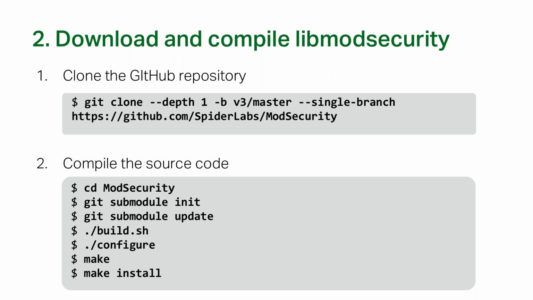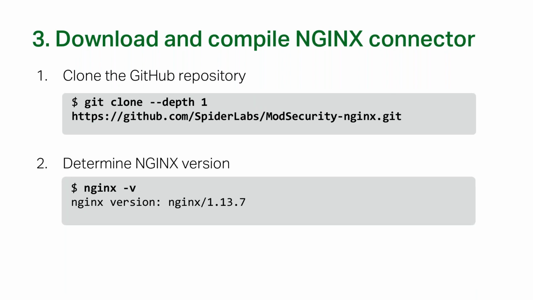First, we're going to build libModSecurity by cloning the v3 master branch from the ModSecurity repo. Build it, configure it, make install. That will build the standalone libModSecurity.so module and deploy that on your system. And then we're going to deploy the NGINX connector. It's a separate body of code. Pull it from the ModSecurity NGINX repo. We're going to build this as a dynamic module for NGINX open source.